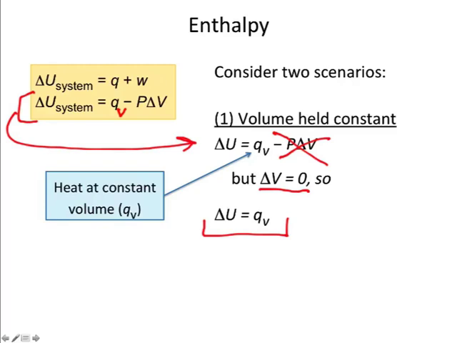Now that's useful. If you want to measure experimentally the total internal energy change for a system, which is a good marker of what's going on with your chemistry, all you have to do is run your reaction at a constant volume, and then the heat that comes out of that reaction is related to total energy. That's useful.